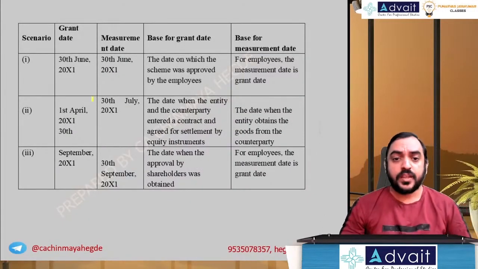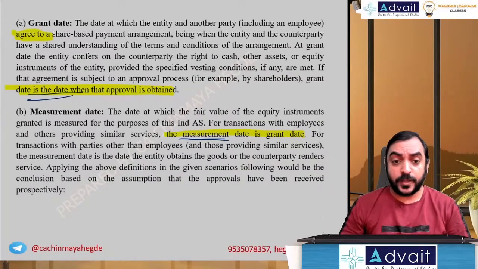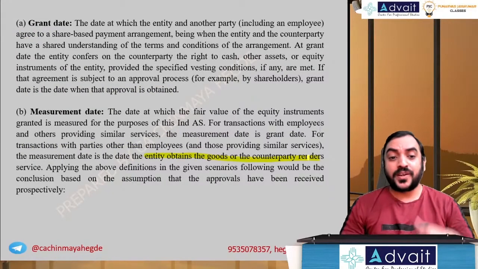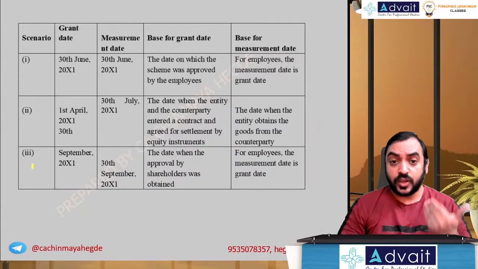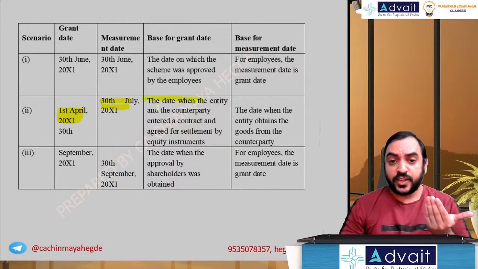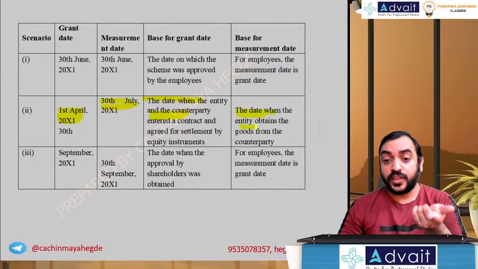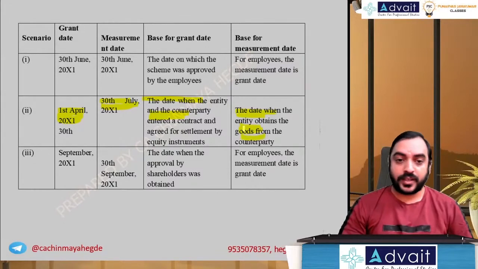Okay, now it looks fine. So the date when it is received, when it is not an employee, for a transaction with other than employees, the measurement date is when the entity obtains the goods or the counterparty renders the service. That is, 30th of July is the measurement date and 1st of April is the grant date. The base for grant date is the date on which they enter into a contract, but the measurement date is the date on which goods are obtained from the counterparty.